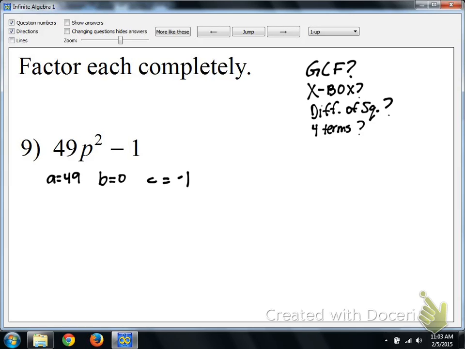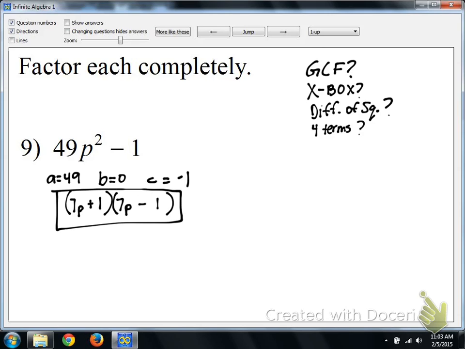You all agree? So all of a sudden now, we're not going to do GCF, we're not going to do X box. We know it's difference of squares, right? So since that's the case, we could just apply the shortcut really quickly. Open up 2 parentheses. Okay. Square root of 49p squared is 7p, so I'm going to put 7p here and here. Square root of 1 is 1, right? Put a plus sign in the first one, minus sign in the second one, and you're done. Okay? That's it.